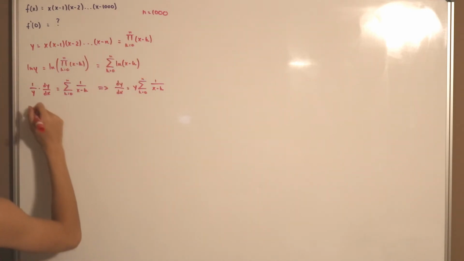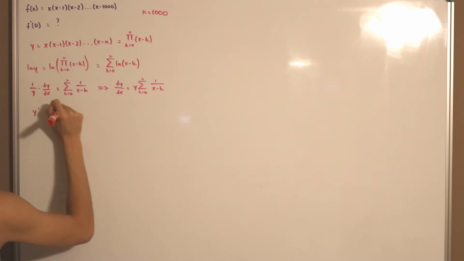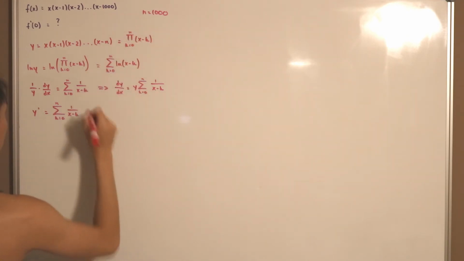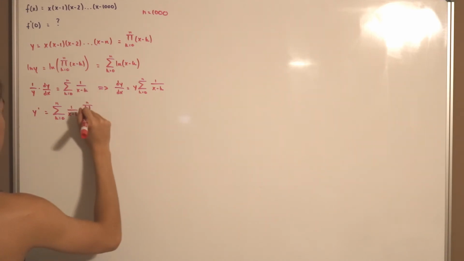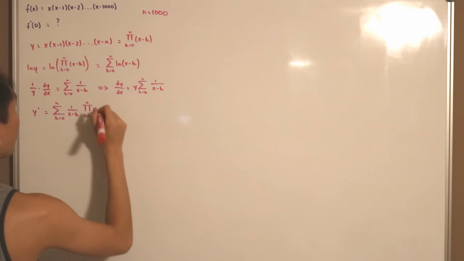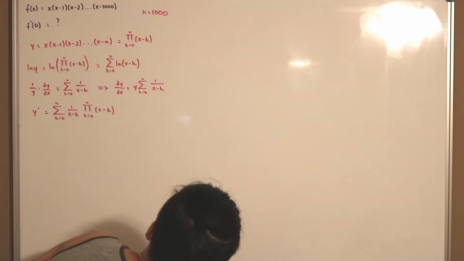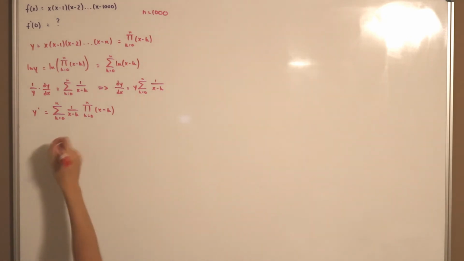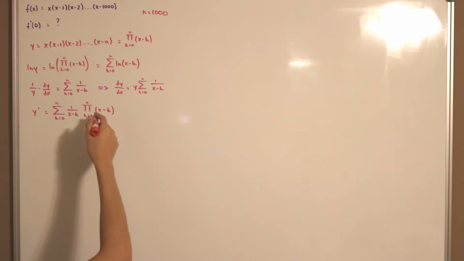So I'm going to write this as y prime equals the summation from k equals 0 to n of 1 divided by x minus k, then multiplied by the product from k equals 0 to n of x minus k. Okay, now I want to write out the series in full.